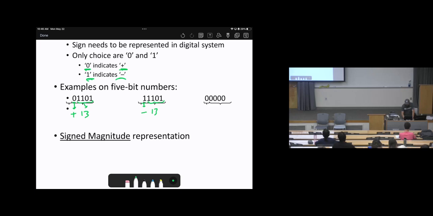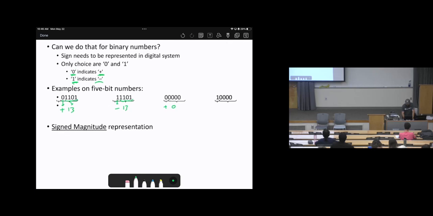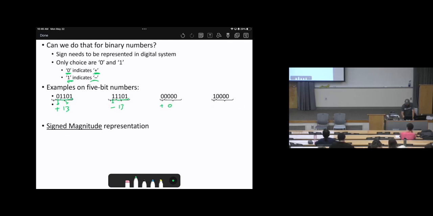So here is 0000, positive, and here is 1000, negative; this is equivalent to 0, positive 0. How about this? 1000, so this is negative 0. So we realize there's something weird. Is there really a positive 0 or negative 0? No, 0 is neutral. But we would realize that the 0 has two representations.